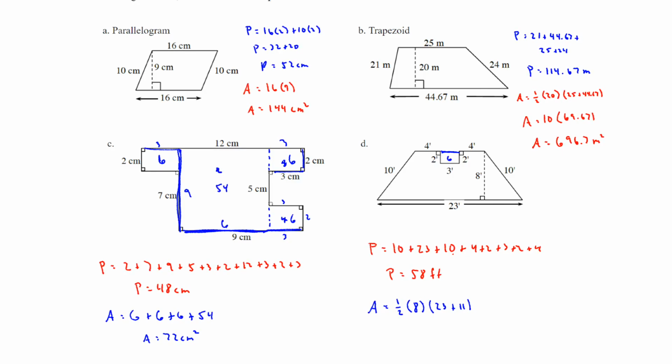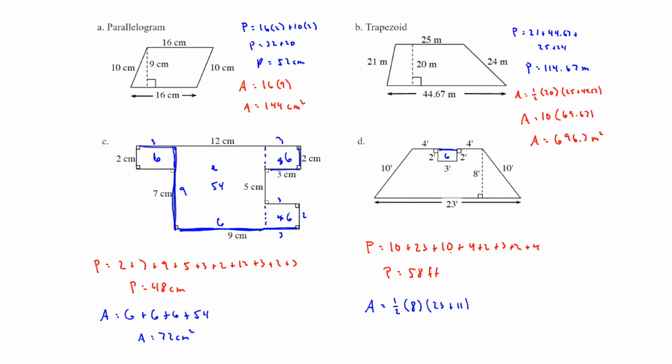So the area of the trapezoid, excuse me, is 1/2 times 8, which is the height, times the base. The sum of the bases is 23 plus 11. Remember, it's 11 because you have 4 plus your 3 plus your 4. So that entire distance is 11. So that means we have an area. Half of 8 is 4. 23 plus 11 is 34. So the area is 136. But remember, we have to subtract that little notch in the trapezoid of 6. So therefore, we have an area of 130 feet squared.